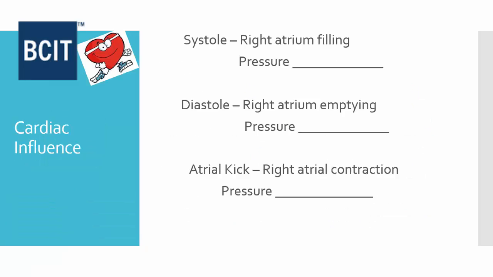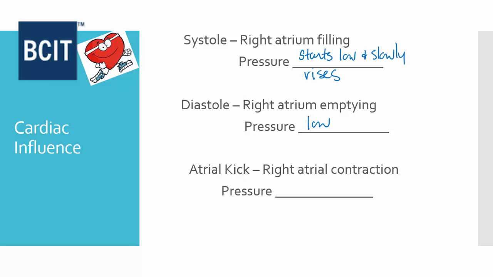Let's have a look at cardiac influence. So the closer we are to the heart, the more cardiac influence we're going to see in that venous return. So we have pressure changes happening in that right atrium that are reflected in the venous system because all venous blood is going back to that right atrium. So what's affecting the right atrium, we can see in our venous system and our spectral tracings.